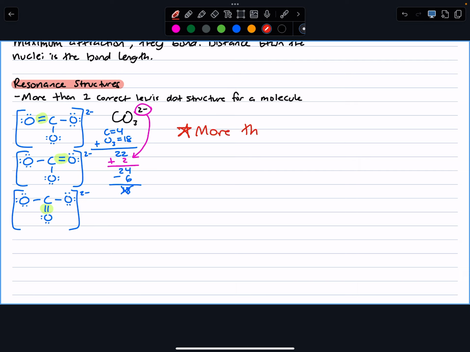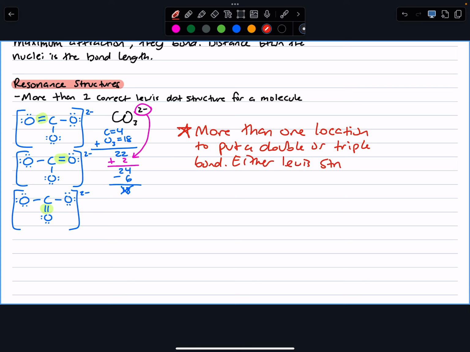More than one location to put a double or triple bond. Either Lewis structure is correct. Does that make sense? Okay. That's what resonance means. Okay, good.